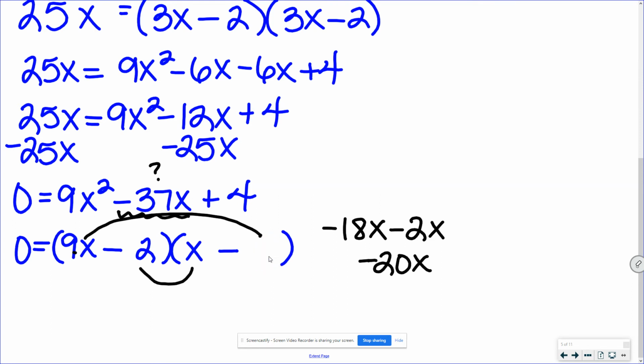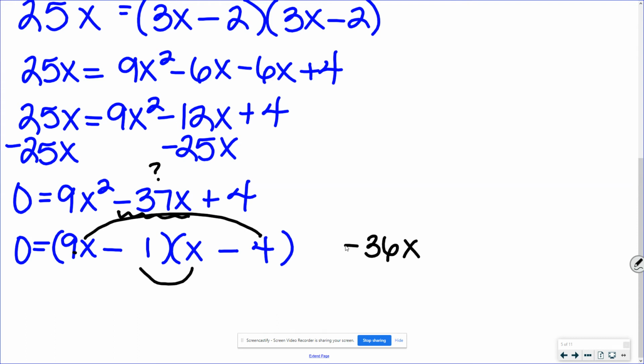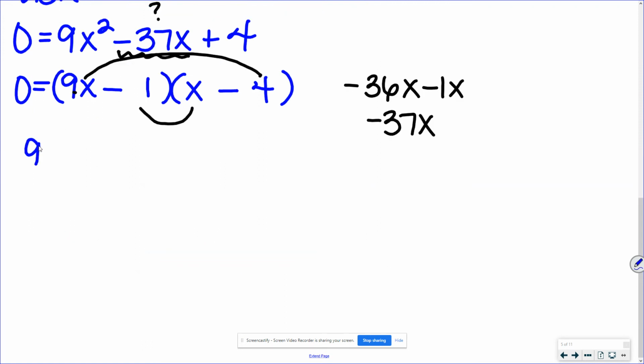So we need to think of something else that could possibly work. So we're going back to the drawing board and saying, what times what equals 4? Well, 1 times 4 is 4. So let's try that combo and see if that works better. 9x times -4 would be -36x. -1 times x is -1x. And if you combine like terms, you get -37x. And that is what we wanted. So we have the correct factorization now, which means we can proceed to the step where we set each term equal to 0 and solve.